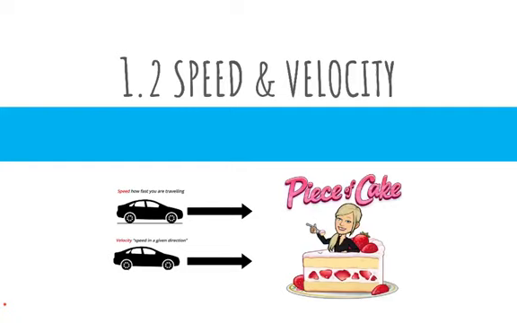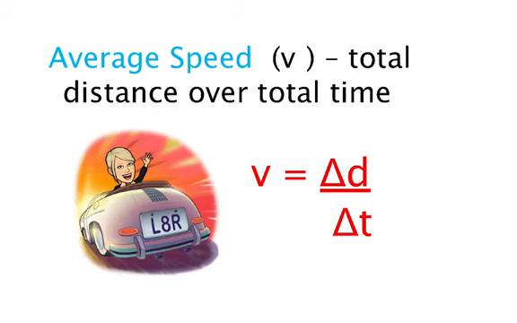Hi everyone, this is 1.2 speed and velocity. So average speed, I'm going to put in my little AV here, is the total distance divided by the total time. Pretty straightforward. V is equal to delta D over delta T.